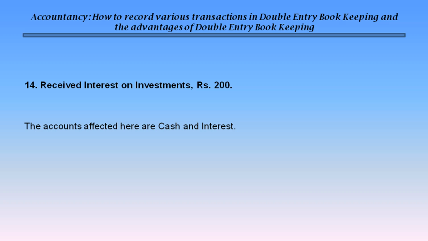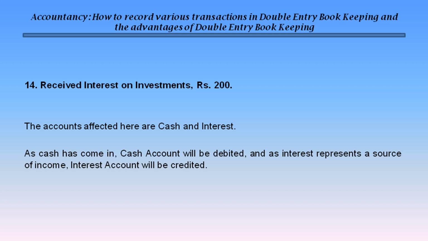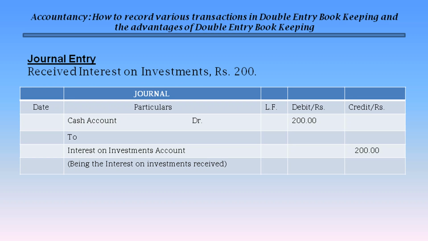Received interest on investments rupees 200. The accounts affected here are cash and interest. As cash has come in, cash account will be debited, and as interest represents a source of income, interest account will be credited. Journal entry for received interest on investments rupees 200 is cash account debit 200 rupees to interest on investment account credit 200 rupees. The narration being the interest on investments received.